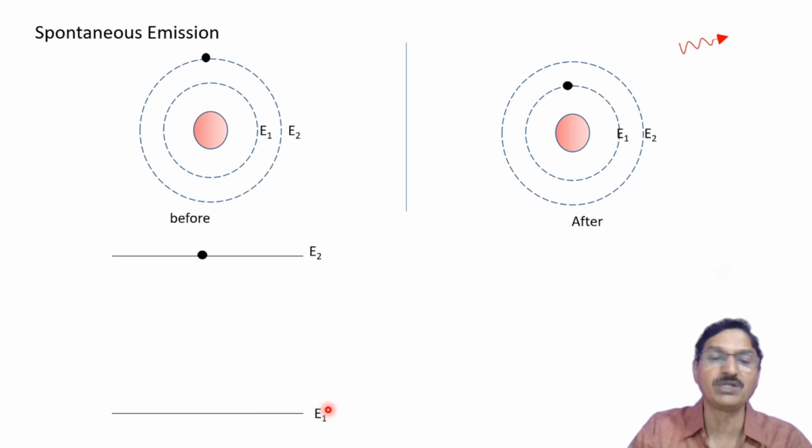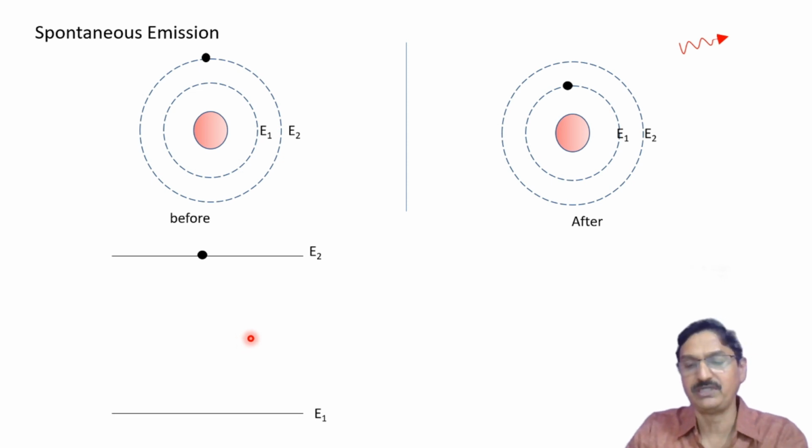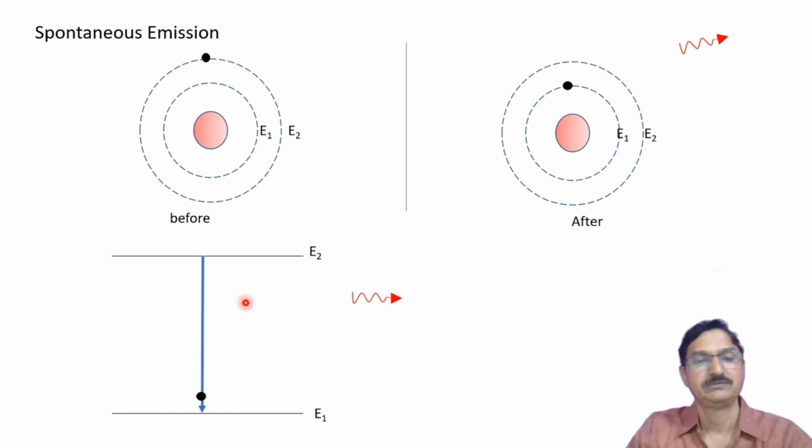So E1 is the lower energy state of the atom and E2 is the higher energy state of the atom, or the excited state. In the excited state, the atom cannot remain for a longer time. So this electron from the outer orbit jumps to the lower orbit and the atom gets a stable state, or we can say the ground state. So a photon is emitted, and when the photon is emitted, the electron jumps from the higher orbit to the lower orbit, as stability is required.